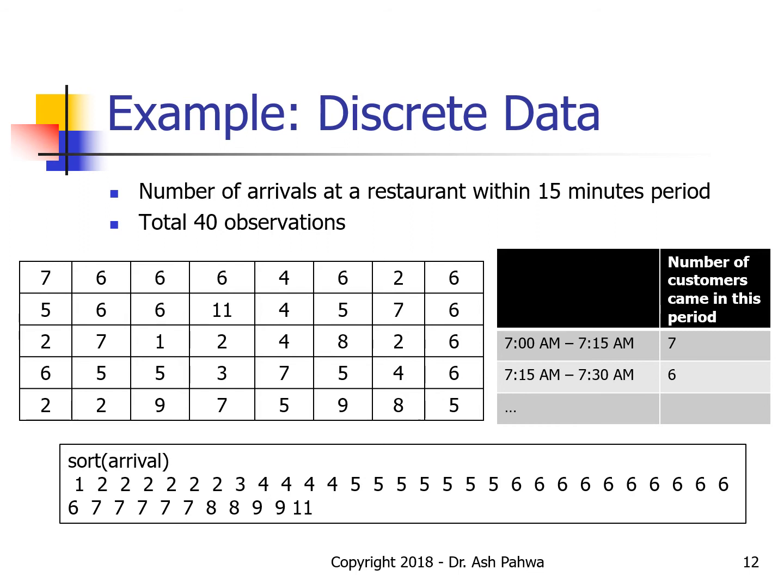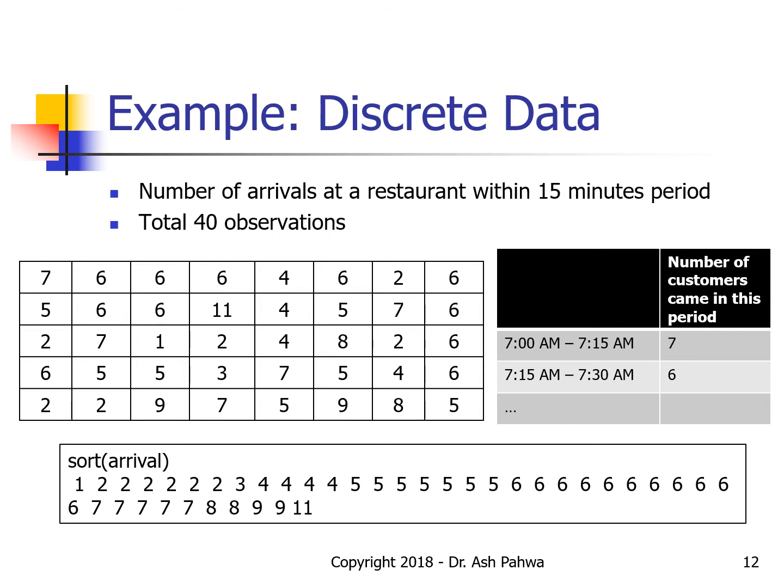This particular table shows the number of arrivals at a restaurant within a 15-minute period. Let us examine this data in more detail. When the restaurant opens, 7 customers arrive in the first 15 minutes. During the next 15 minutes, 6 customers arrived. After that, another 6 arrived, and so on. Now there are a total of 40 observations which have been displayed in this table.